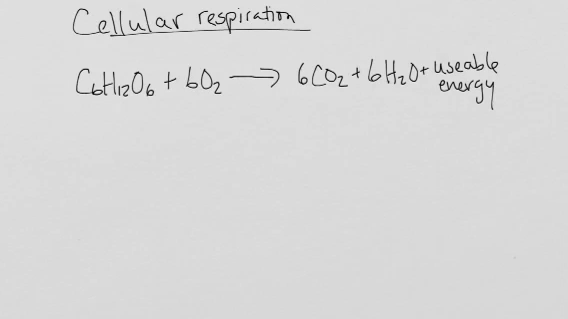We're talking about cellular respiration. This is the chemical equation. And this is the balanced chemical equation. If we were to calculate the numbers of carbon, hydrogen, and oxygen on both sides of this equation, we'd see that they are equal. This is a balanced equation.